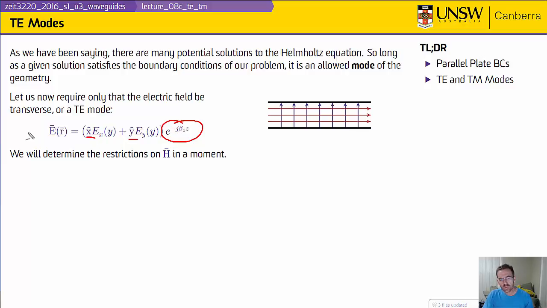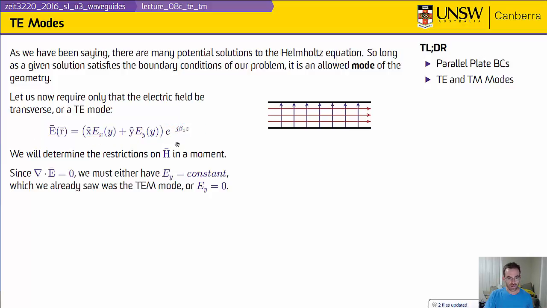So with these restrictions on the transverse electric field, we can now once again exploit the fact that the divergence of E must be equal to 0. If the divergence of E must be equal to 0, there are two ways this can be satisfied. One way is if the electric field is constant. However, when the electric field is constant, we have the TEM mode solution, because we saw that in the previous lecture.